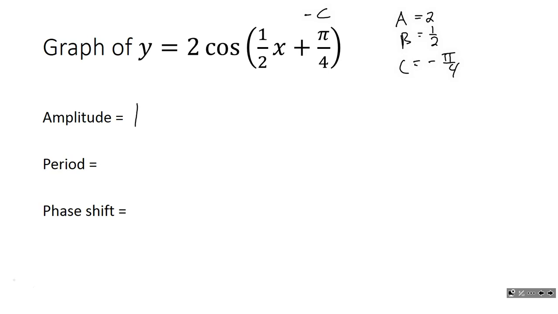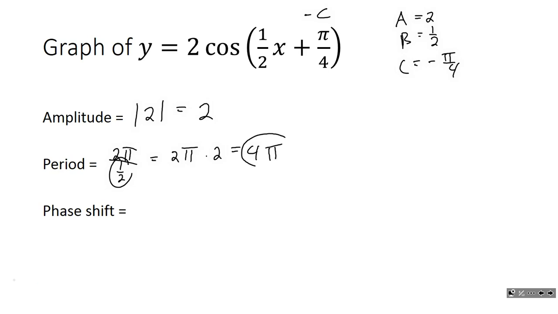Now our amplitude would equal the square root of a, so it's 2. Our period is 2 pi over b, and since b is 1/2, this is what we'd have. We would take 2 pi and multiply it by the reciprocal of 1/2, which would be 2 over 1. So that means our period is going to be enlarged. Instead of being the normal 2 pi, it's going to be 4 pi.